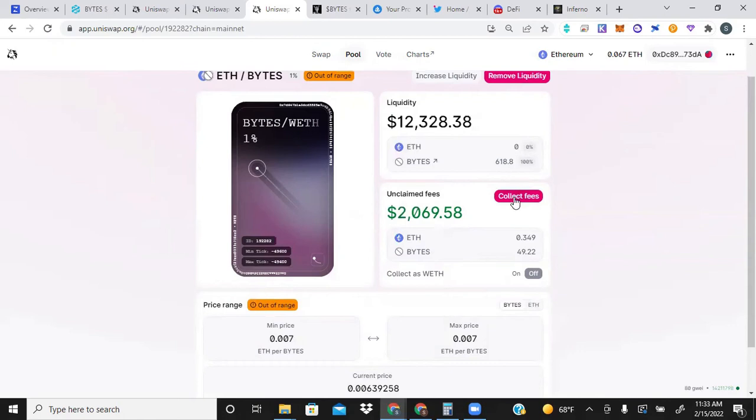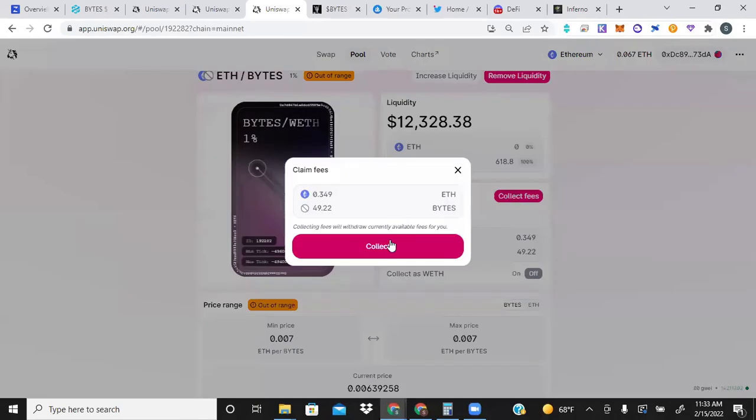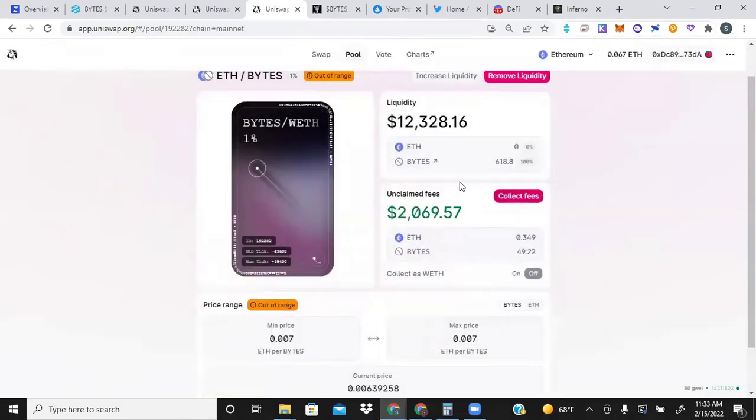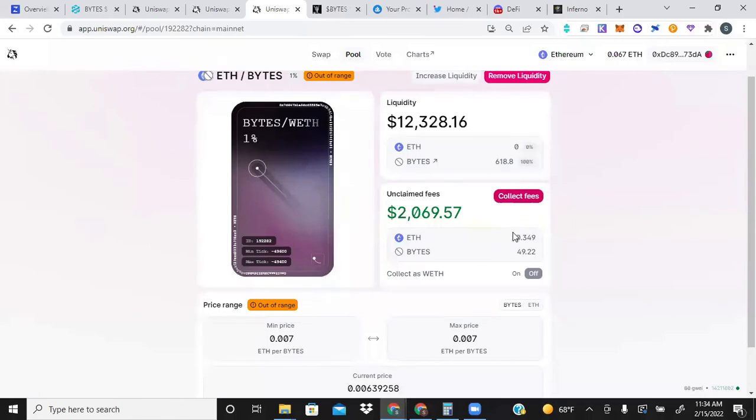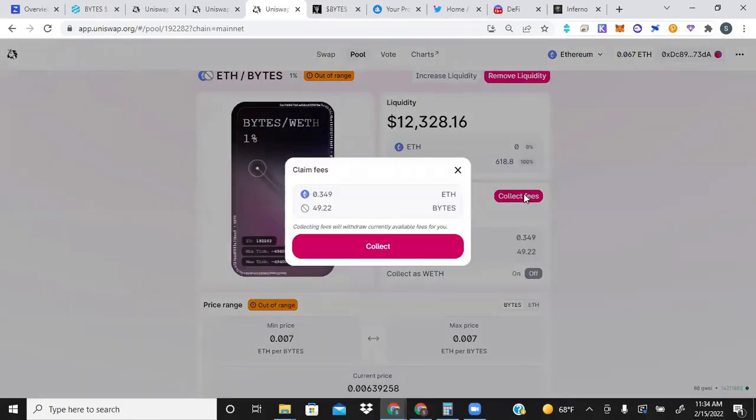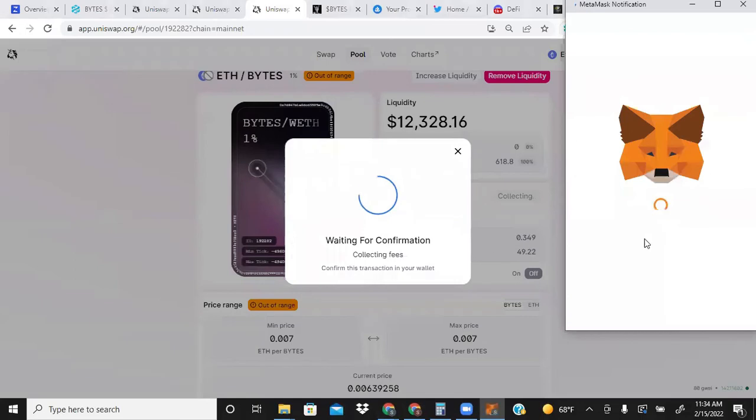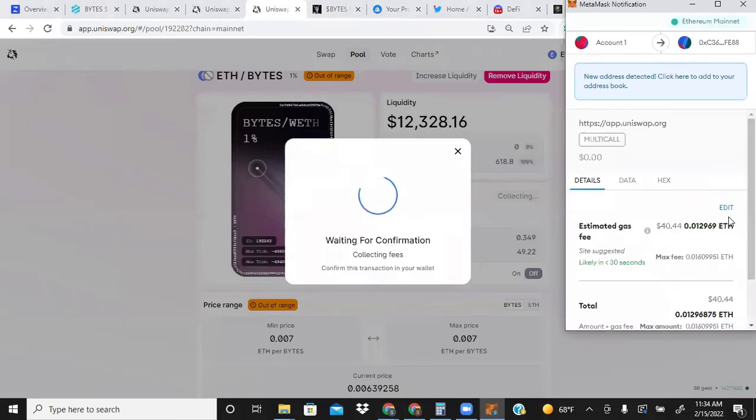I mean, the first option would be to collect these fees. Your rewards that are sitting in here are basically doing nothing. So something that you probably do want to do is go ahead and collect some of these fees. That way you're able to have your bytes and you can put them back to work or just have that Ethereum to use. So that is one of the options here.